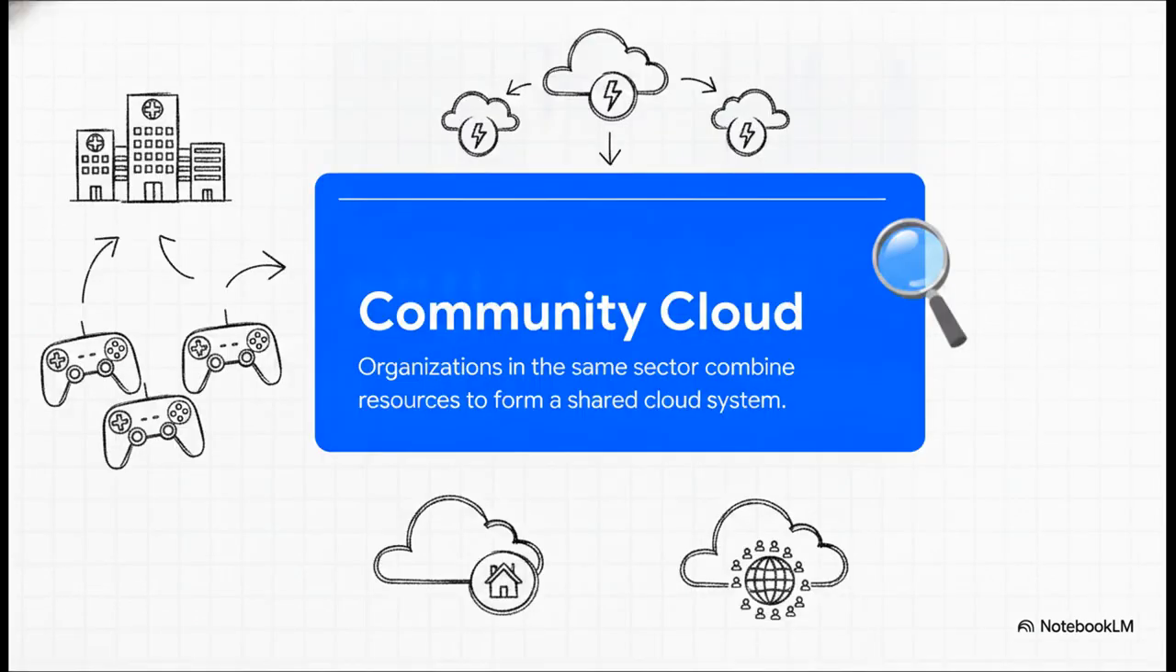The answer? A community cloud. This is a highly specific deployment where multiple organizations with similar goals or compliance needs, say several hospitals or, in our case, several gaming companies, pool their money and resources together to form a shared cloud system. And this is distinctly different from a private cloud, which is exclusively owned and used by just one single organization, and a public cloud, like Amazon AWS, which is totally open to absolutely everyone.